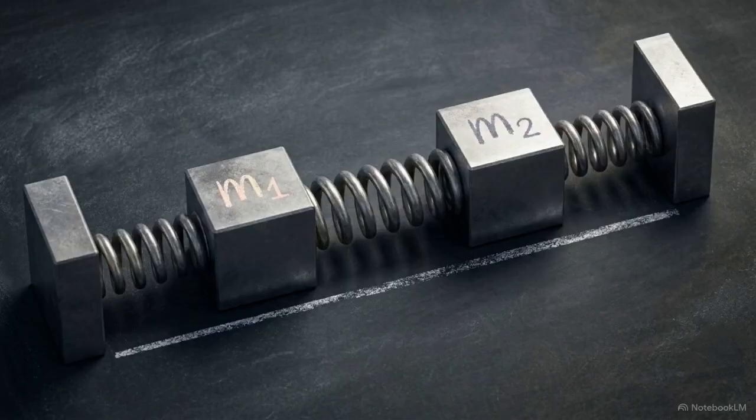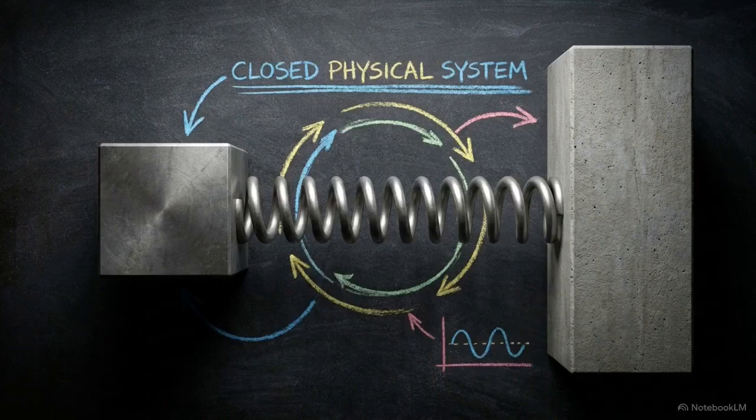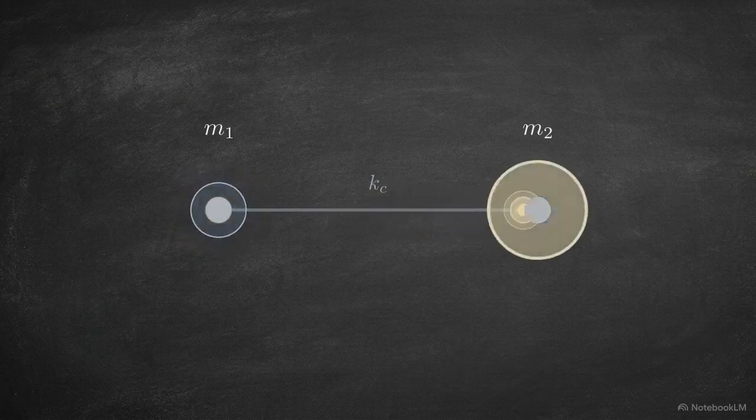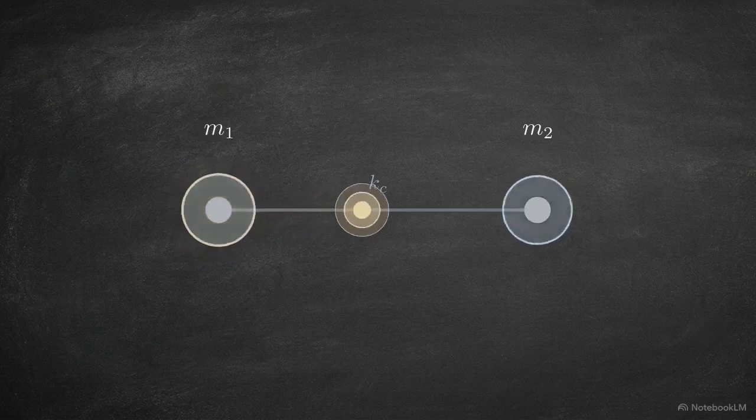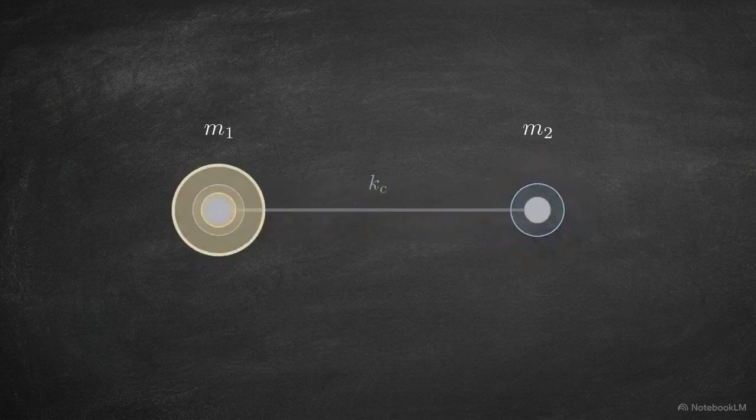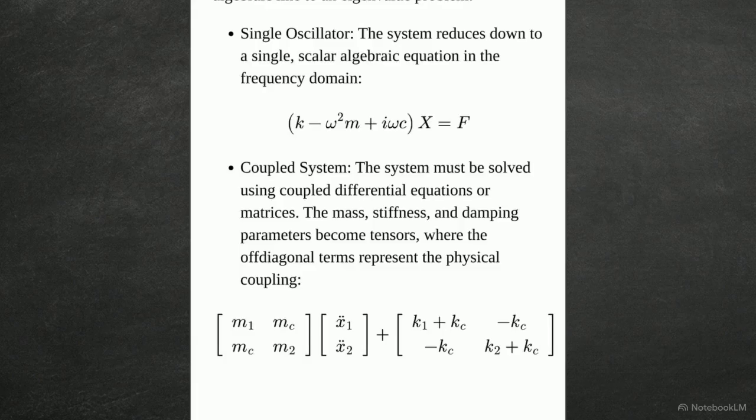We can scale the problem to a coupled system, two distinct masses tethered to fixed walls, connected to each other by a central coupling spring. While the physical rules are identical, energy no longer stays in a localized loop. It cycles back and forth between the two components, creating a beating phenomenon as the energy transfers. Tracking this interaction requires upgrading the math into an eigenvalue matrix problem.